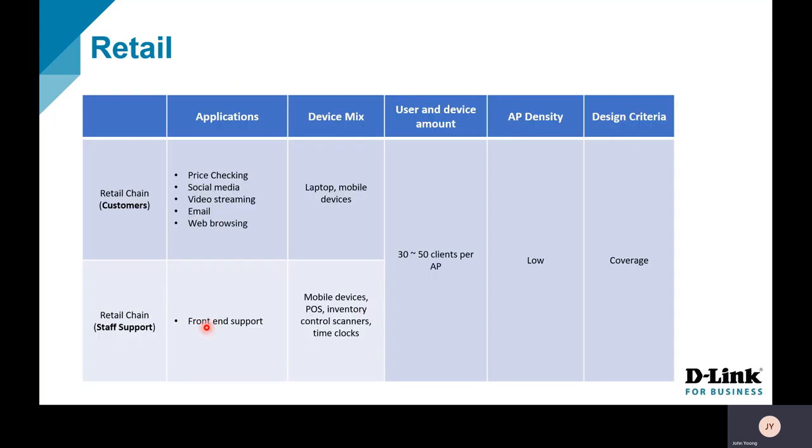For the applications, same thing, the Wi-Fi inside the retail chain store is for the customers, the guests, to check the price, do social media, video streaming. Mostly it's mobile devices, sometimes laptops. For the retail, same thing, 30 to 50 clients per AP. But the AP density will not be so high because a retail store is an open space. Just make sure the AP is able to cover the area.